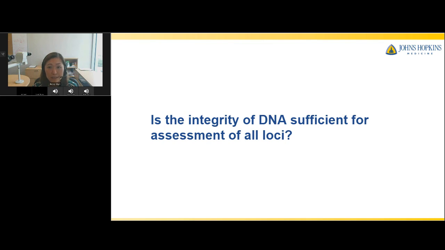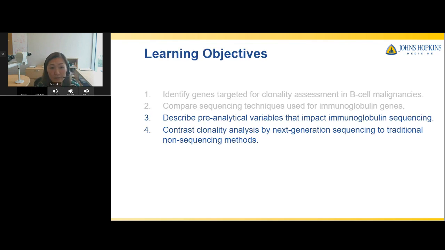The next question you should be asking is, could there be amplicon dropout for reasons other than somatic hypermutation, i.e. could there be other reasons for reduced sensitivity? And so we should think about the input DNA integrity. Is the integrity of the DNA sufficient for assessment of all loci? As many of you know, the traditional PCR technique has a sizing marker associated with it to inform you whether appropriate lengths of DNA fragments are even present in your specimen. But these QC primers are currently not available for the NGS techniques. So you have to then think about the pre-analytical variables and how you would control for that in your own lab. So we'll next talk about the pre-analytical variables.